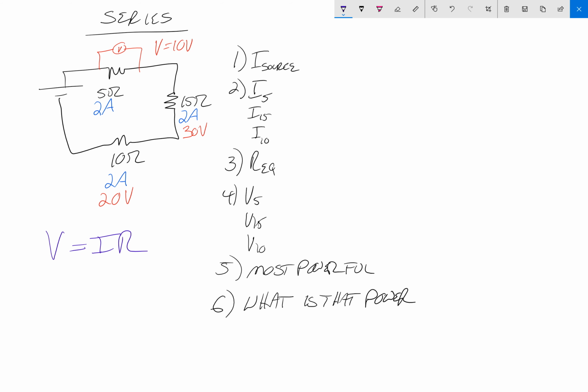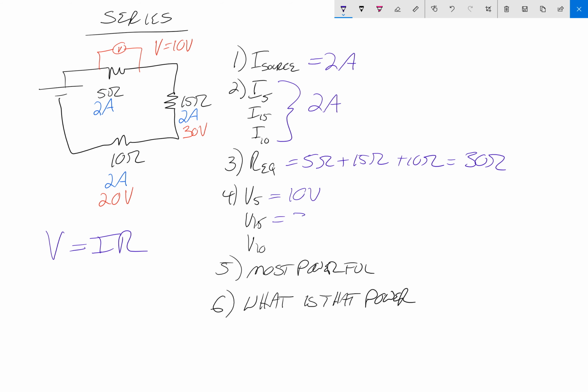So we have answered a bunch of questions already here. So we know that the current coming from the source is 2 amps, because remember, in series, the current's the same everywhere, which means all of these are 2 amps. The total resistance in series, you should know you're simply adding them up. So 5 ohms plus 15 ohms plus 10 ohms, and you get 30 ohms. Not too tough. You've already taken care of the voltages on the circuit. I'm just rewriting them here. 10 volts, 30 volts, 20 volts.